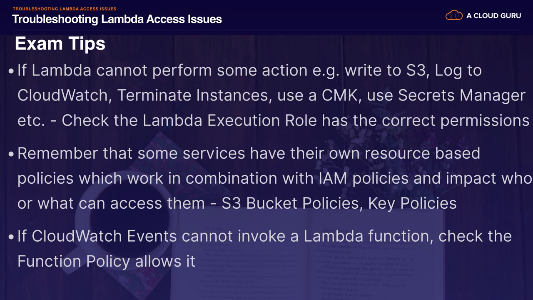And remember that some services have their own resource-based policies, which work in combination with the identity access management policies, and these will impact who or what can access them. So S3 bucket policies and key policies are really good examples. And if you're working with CloudWatch events and you cannot invoke your Lambda function using CloudWatch events, then do check that the Lambda function policy allows CloudWatch events to trigger the function.